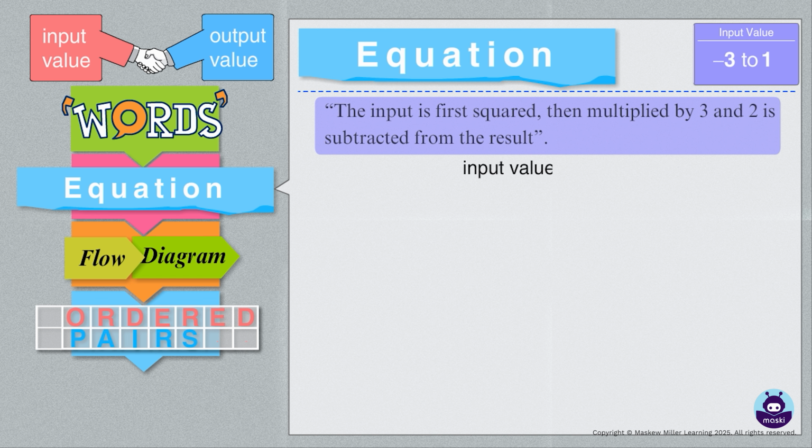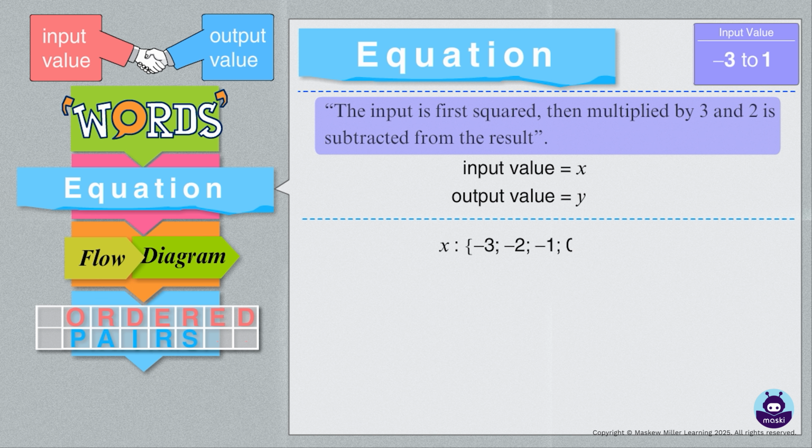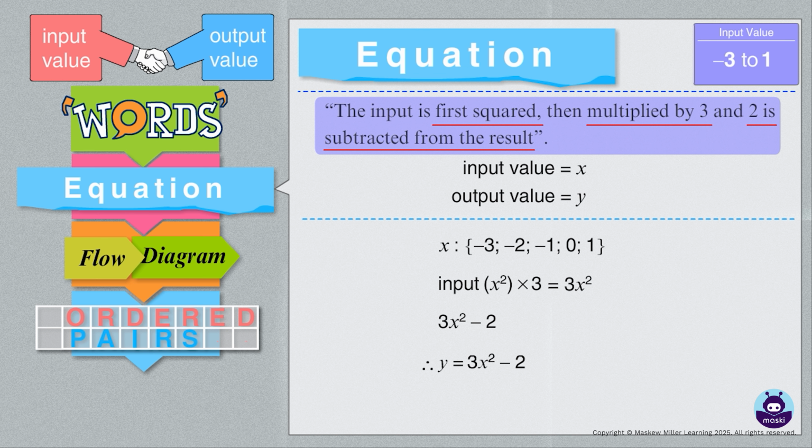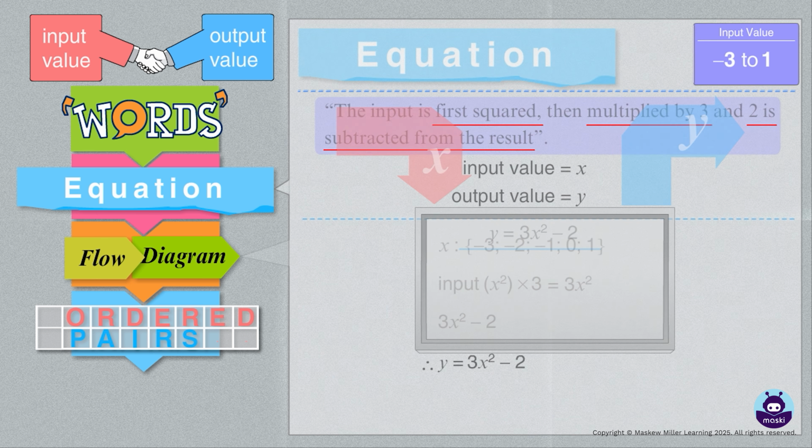Let's represent input values as x and output values as y. X would give us -3, -2, -1, 0, 1. Squaring the input gives us x squared. It is then multiplied by 3. That gives us 3x squared. Since it is then decreased by 2, we subtract 2 from 3x squared. Therefore, y equals 3x squared minus 2.